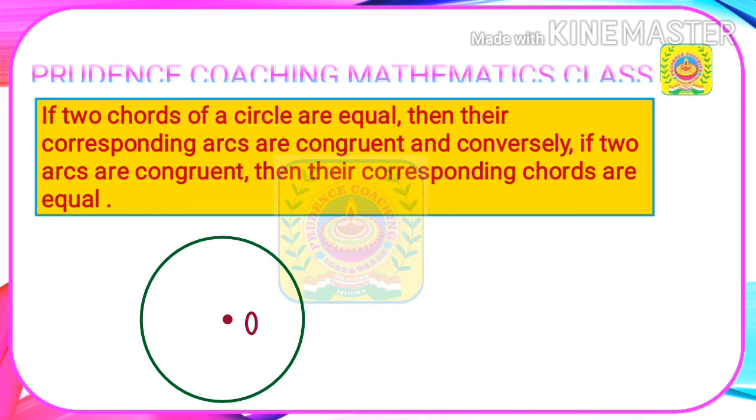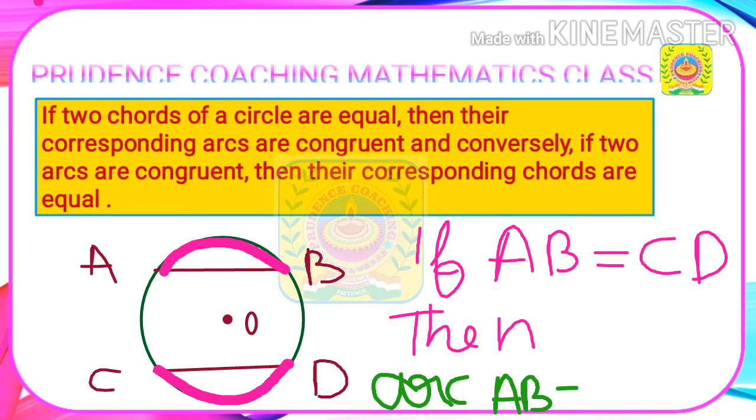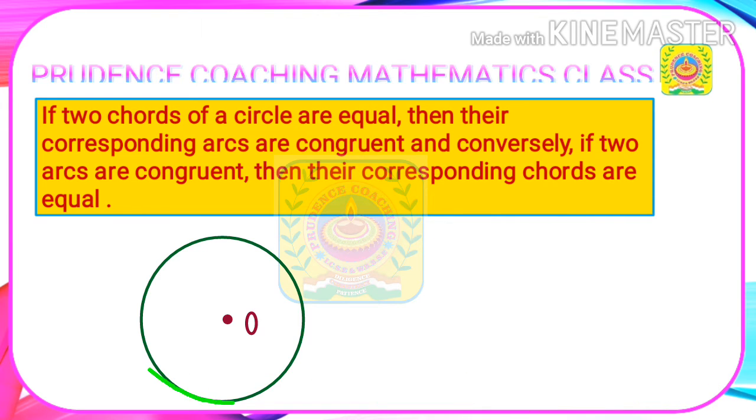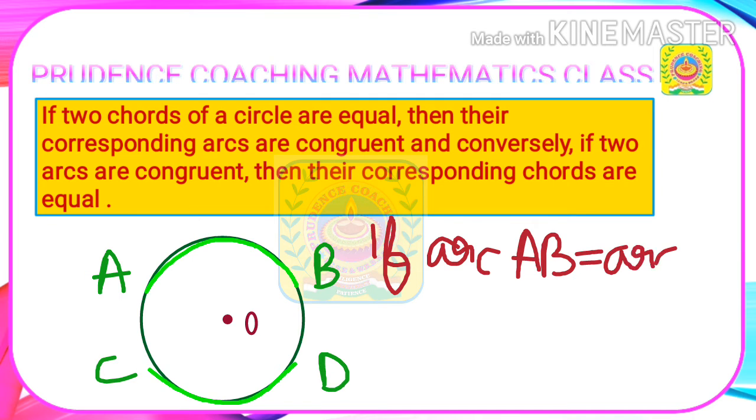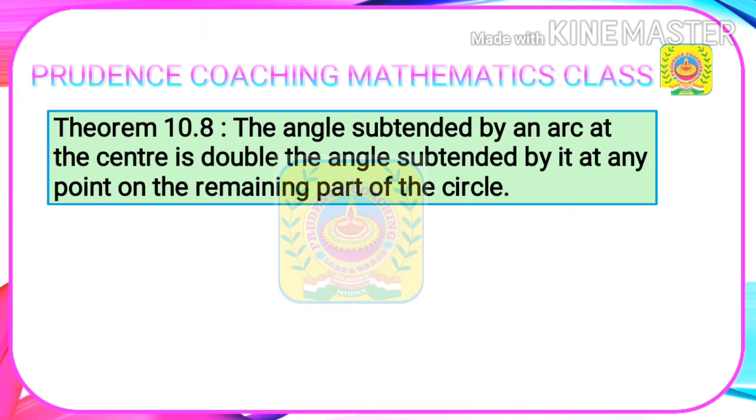If two chords of a circle are equal, then their corresponding arcs are congruent, and conversely, if two arcs are congruent, then the corresponding chords are equal. As you can see in this diagram, as AB and CD are two equal chords, therefore arc AB is equal to arc CD. Similarly, the converse is also true. That means if arc AB and arc CD are equal, then the chords AB and CD will also be equal in length. Let us move on to the next theorem.